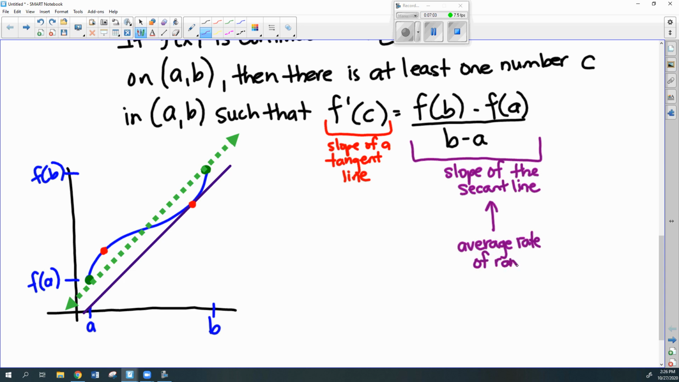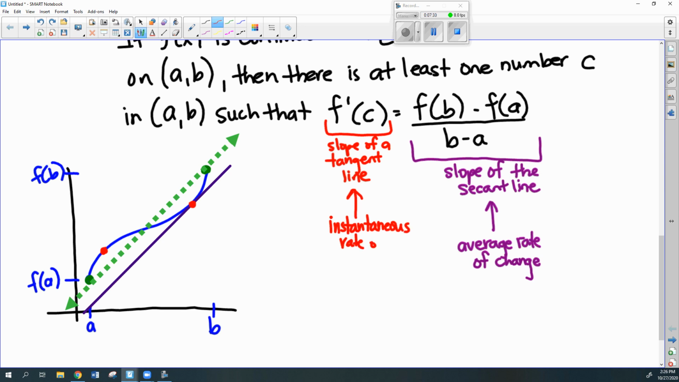A lot of times we use that average to approximate the derivative. Okay, but remember we usually do it where the 2 points are really close together, because what we're actually approximating is the instantaneous rate of change.